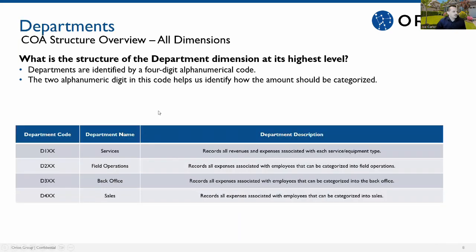Continuing on, department codes will begin with the letter D, followed by a sequence of numbers. D1 would be the Department of Services, which is a record of all revenues and expenses associated with each service and equipment type. The department code D2 is field operations, recording all expenses associated with employees that can be categorized into field operations. Department D3 is back office, recording expenses associated with employees that can be categorized into that back office category. And finally, D4 is sales, recording all expenses associated with employees that can be categorized into sales.